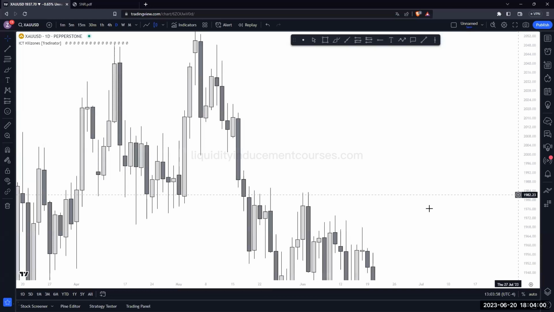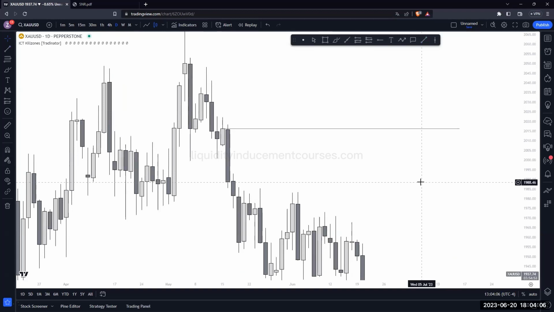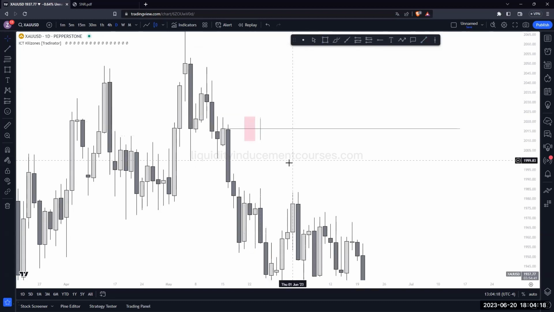So let's take a random level. That's an A level, as you can see. And the first thing you should ask yourself is, do I have wicks crossing the level? What do I mean by wicks? Simply a wick crossing the level, and not a body. If there is a body, it's still fresh. But if you have a wick, it's not fresh.